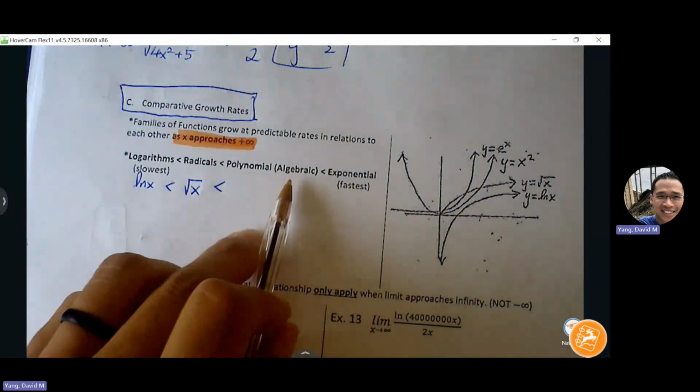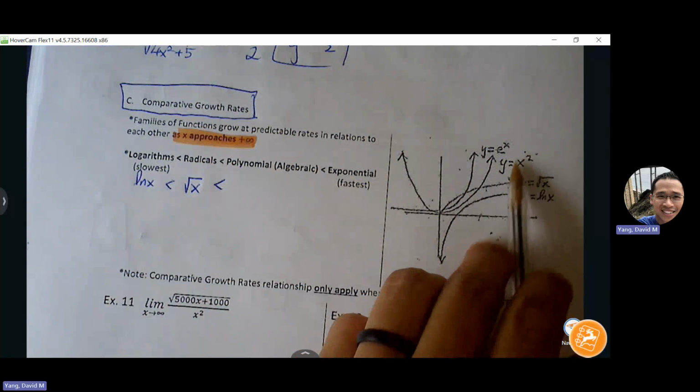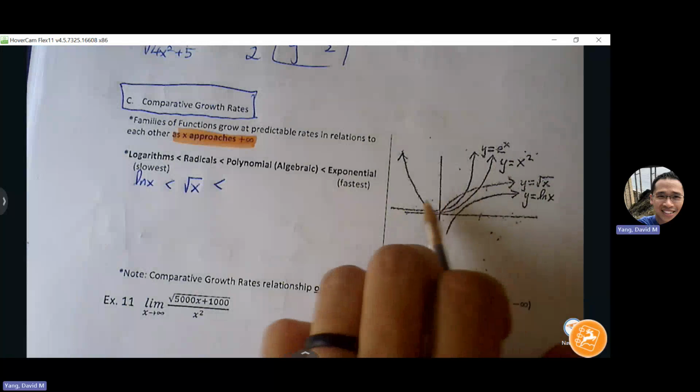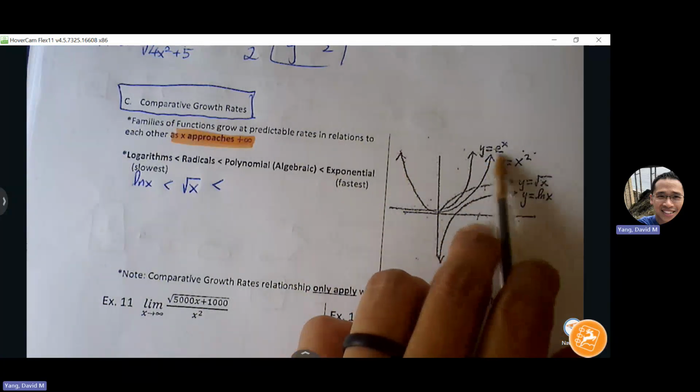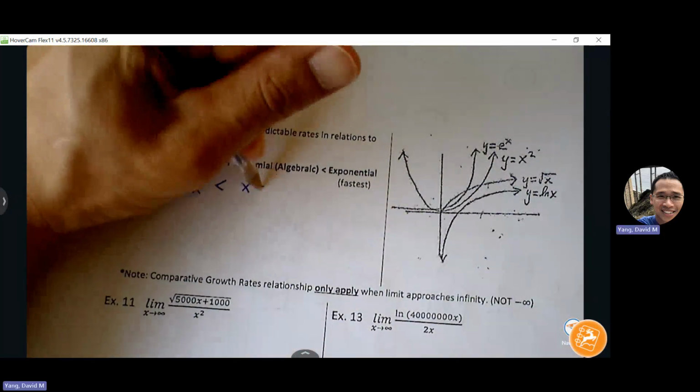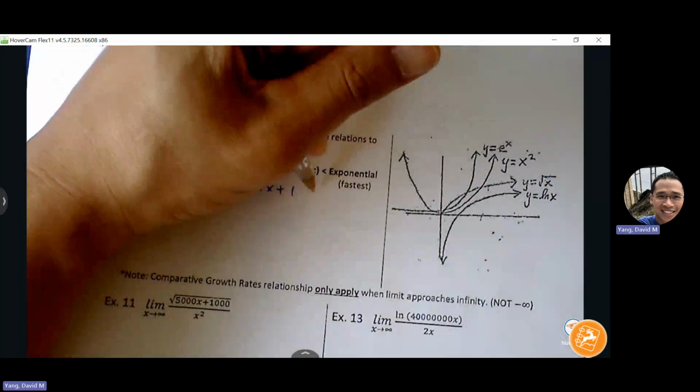Next up, polynomial, algebraic, anything like x squared, x cubed. For instance, x squared grows at a much faster rate than either of these two, right? So x squared, x cubed, I'm just going to give an example here as a polynomial.